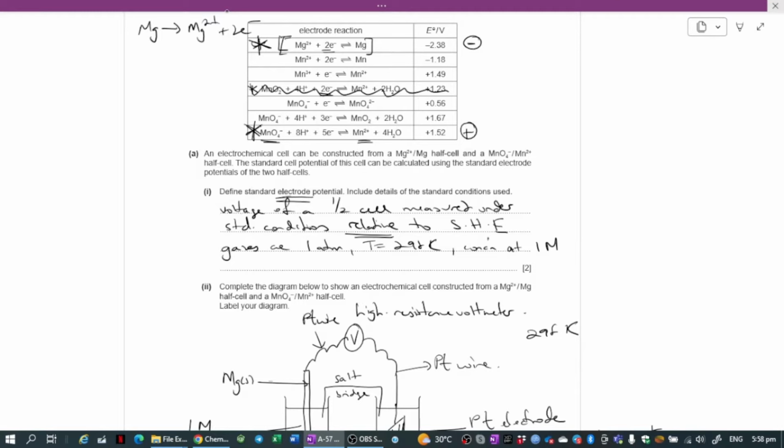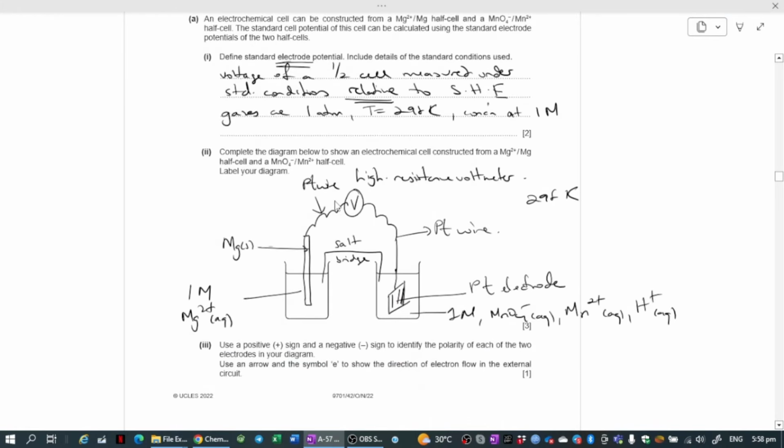Now it means therefore that this half reaction will proceed in the forward direction as shown, with manganate being reduced to Mn2+. It means therefore that the magnesium will be oxidized as such to give Mg2+. So the magnesium is our negative electrode, the manganate system is our positive electrode. Because electrons are being lost here in the oxidation process, electron flow is from the negative to the positive electrode. So this would be our direction of electron flow.